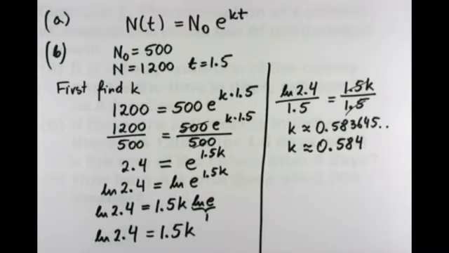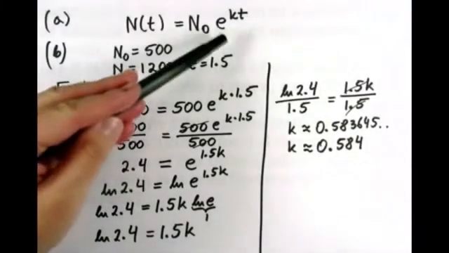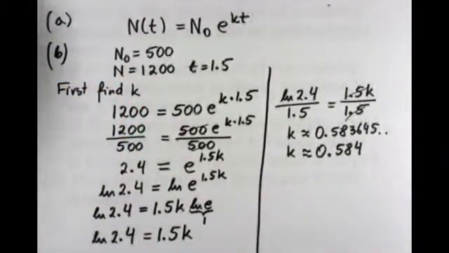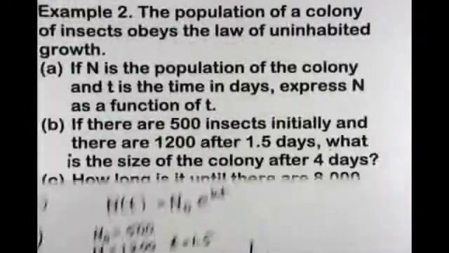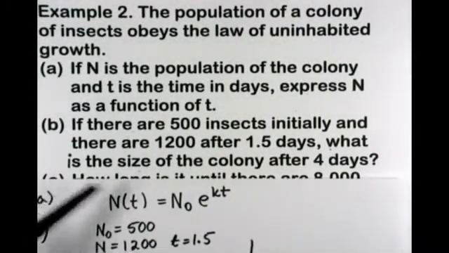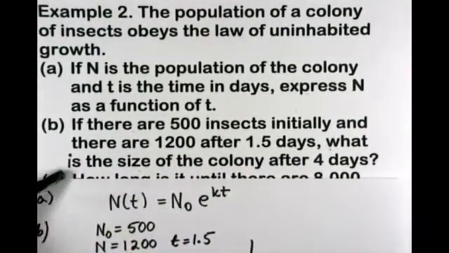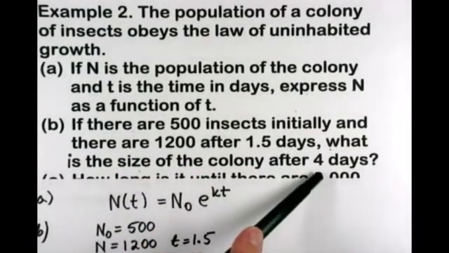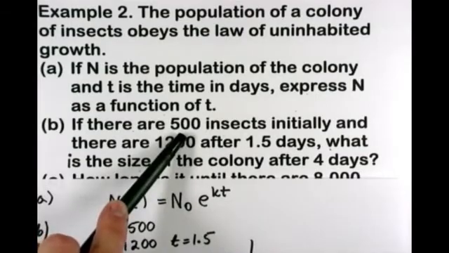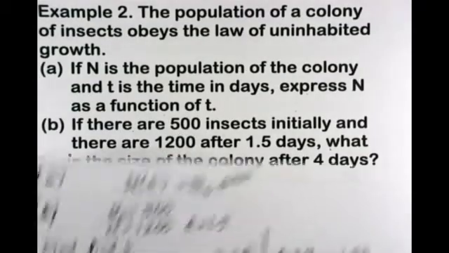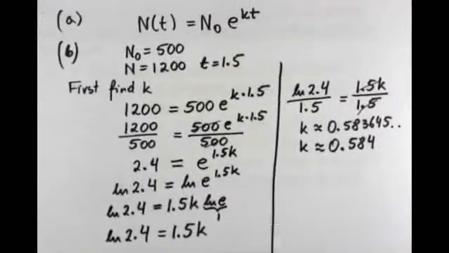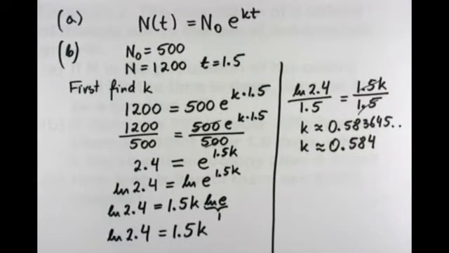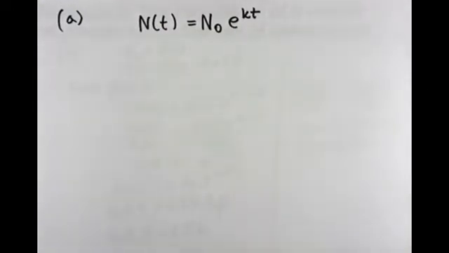So once we have the constant, now we can find the population. Now we have the constant, we can plug it into the original formula, and we can find the population size, because it says what is the size of the colony after 4 days with the initial amount of insects, and this 4 days we're gonna use it. So now we have the formula. So that's part B, continue.